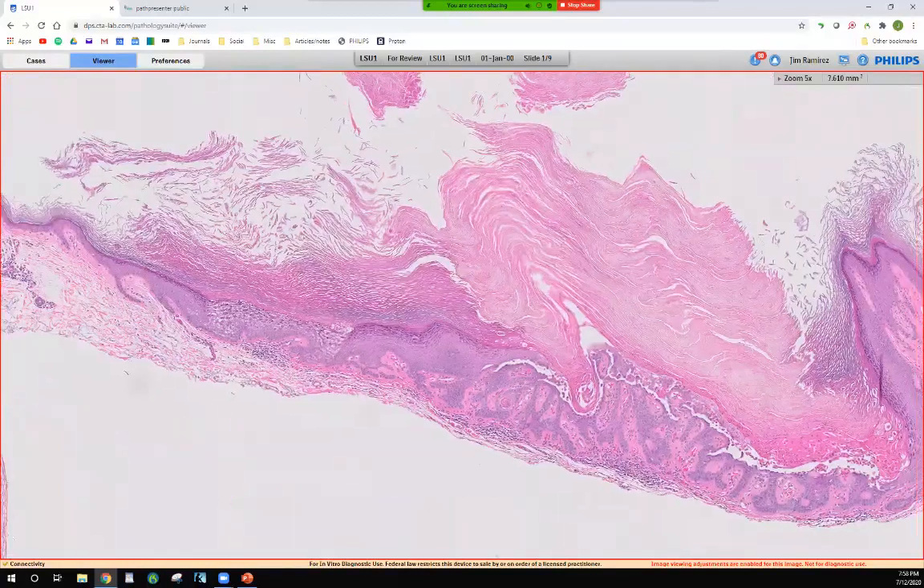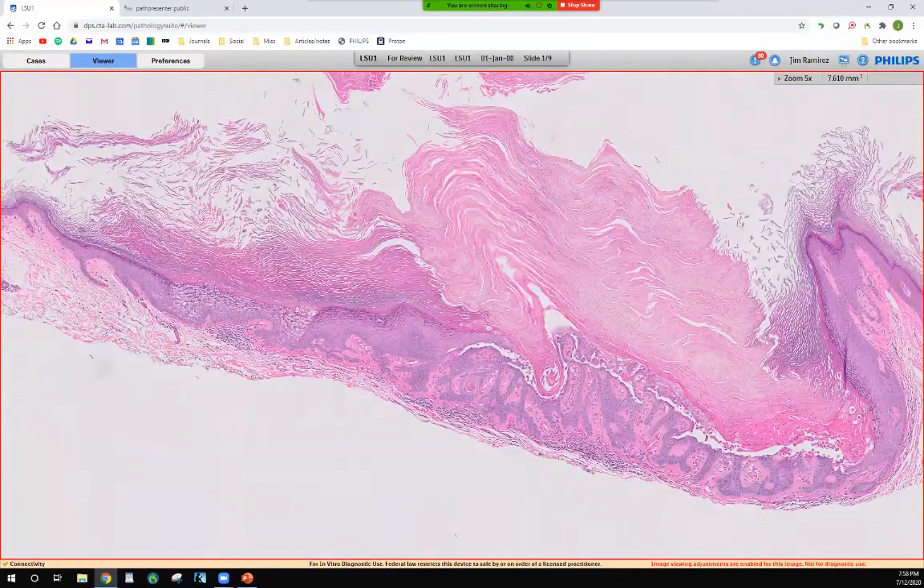So the two patterns you really need to know right next to each other. Here's acantholytic dyskeratosis on the right, and here's epidermolytic hyperkeratosis on the left.